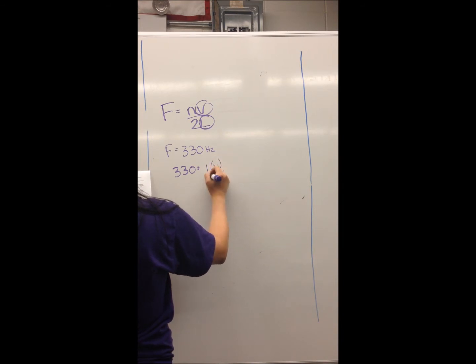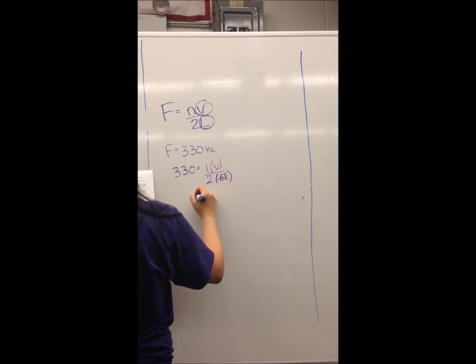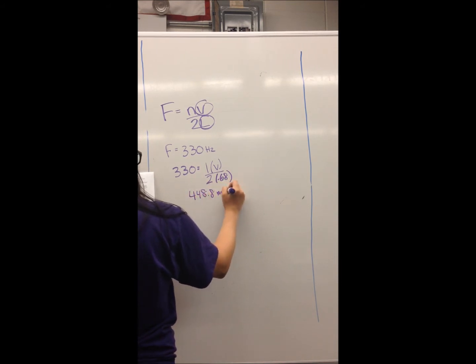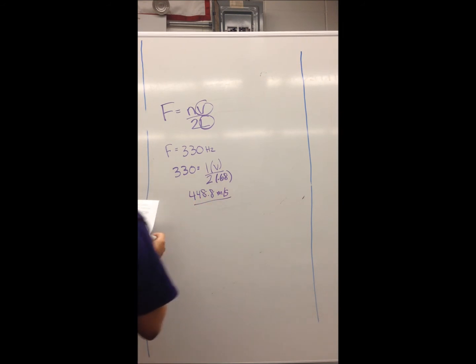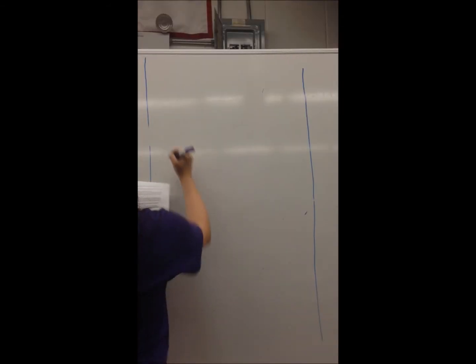We can use the frequency equation to solve for the speed. Frequency is given: 330 Hz equals 1 times V over 2 times 0.68 meters. This will give us a speed of 448.8 meters per second. Next, we just plug that into the same equation, but with the frequency of the new note at 440 Hz to find the length of the string at this note.